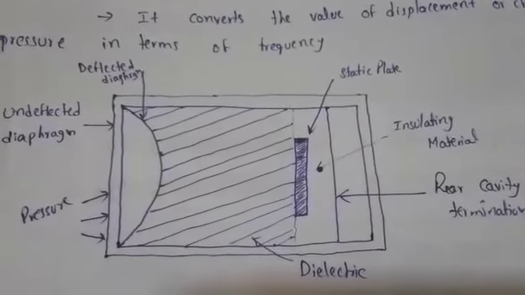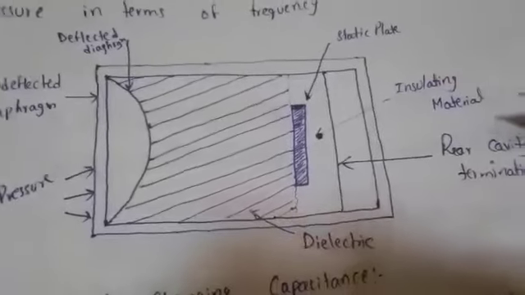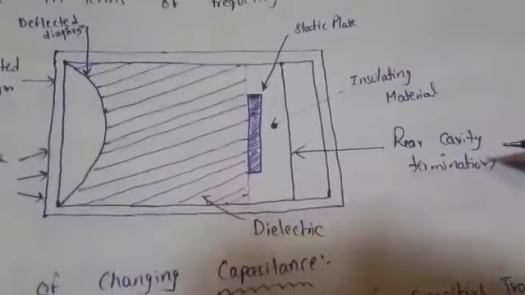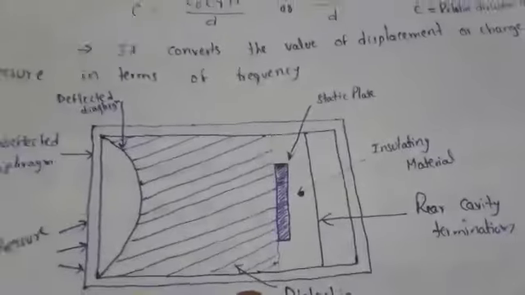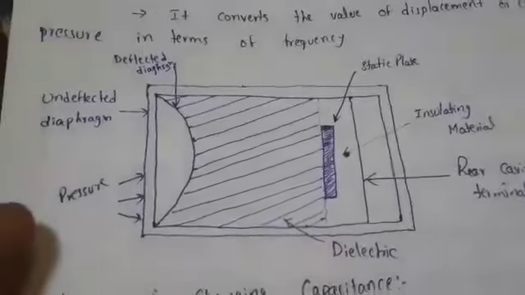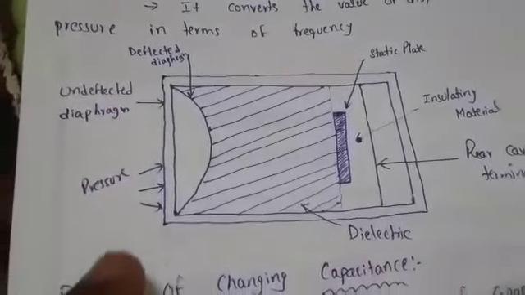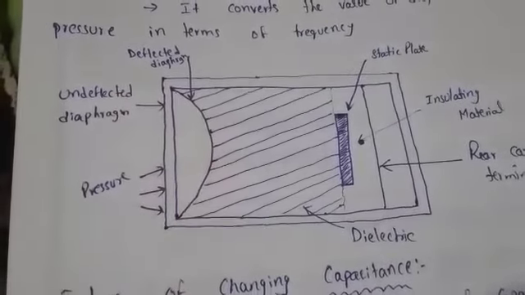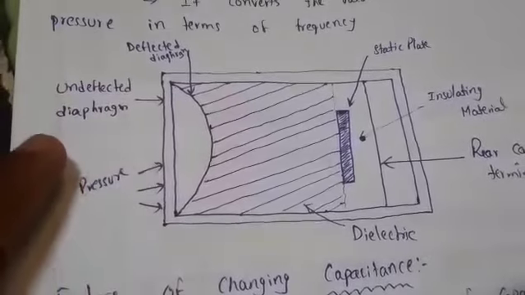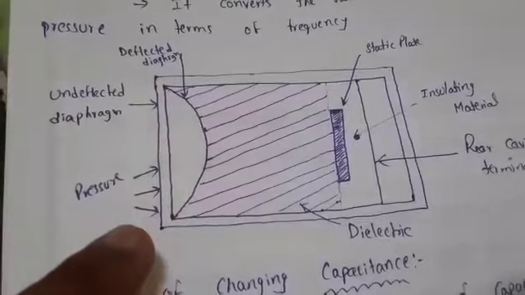So this is the figure for the capacitive transducer. Here we have a static plate, insulating material, and a rear cavity termination. And this one is the dielectric medium. Here we have to apply pressure on the undeflected diaphragm. After applying this pressure, this one is the deflected diaphragm. So this one is the undeflected diaphragm, and whenever we apply the pressure, this one is the deflected diaphragm.